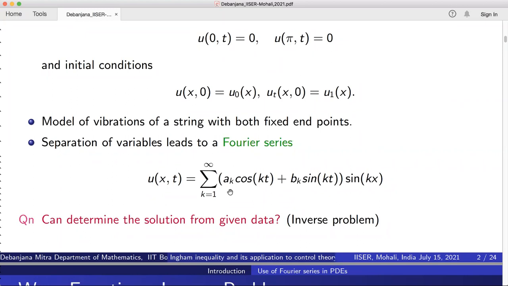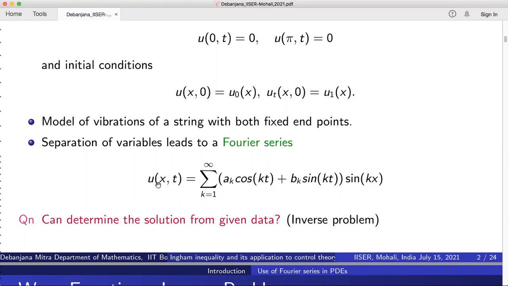So now there are two ways. The direct problem, which is generally what we solve in a PDE course, is that u0 and u1, the initial conditions, are given. Then you find the solution u(x,t) and you do the energy estimate or whatever is required. But now we are asking the inverse problem. The question is in the reverse way.